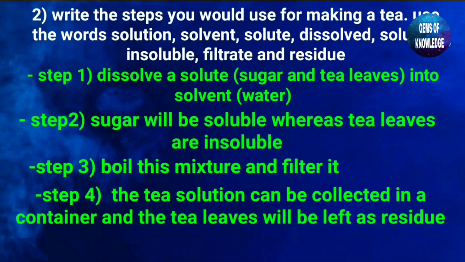Okay, then the third step will be boil this mixture and filter it. So what we have to do here is we have to boil this mixture and we have to filter it. Then the last step here is the tea solution can be collected in a container and the tea leaves will be left as the residue. Obviously what we will do here is after filtration, we will get the tea solution and the tea leaves which are floating onto the surface of the water will be separated.